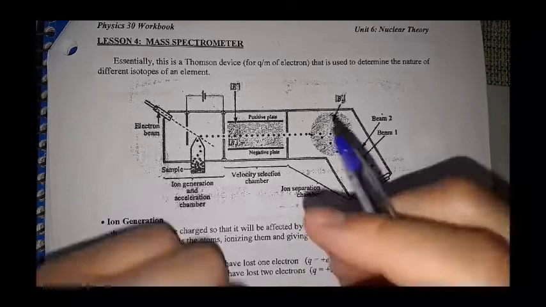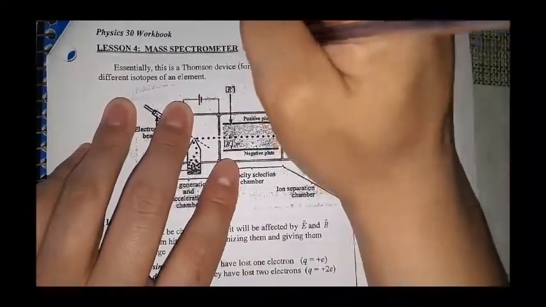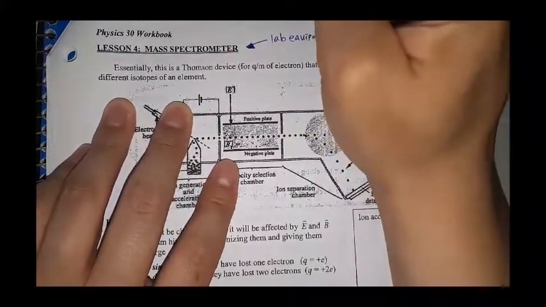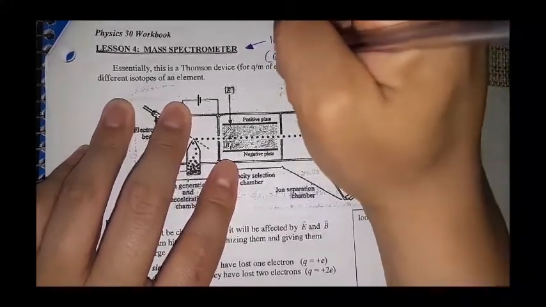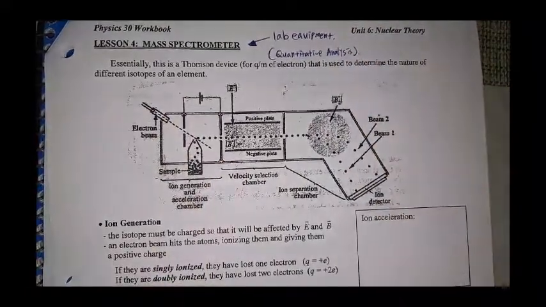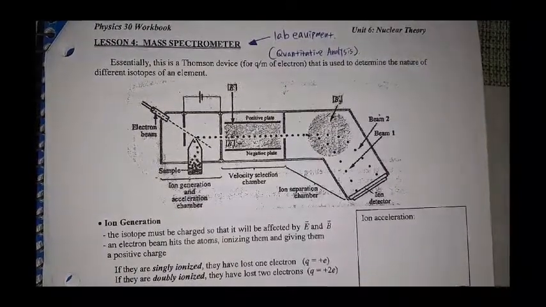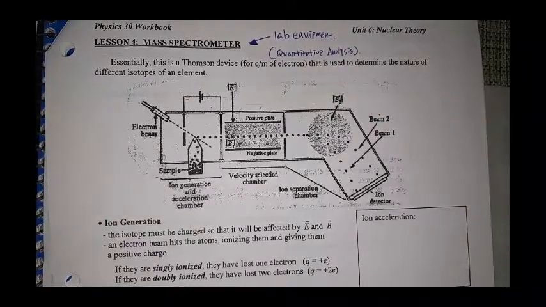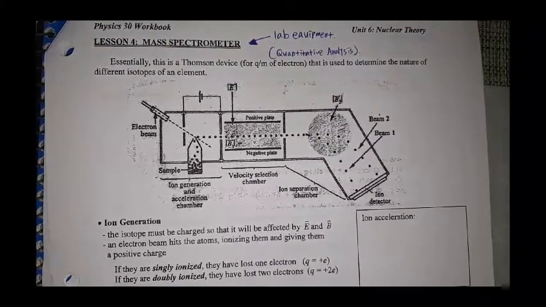First things first, a mass spectrometer is basically laboratory equipment for quantitative analysis. Quantitative analysis means you take whatever sample amount, and by counting protons and electrons, how much of them there are is the emphasis. By going through that, you will find out what kind of isotope ion you are dealing with. We use a similar concept to Thomson's cathode ray tube and the Q over M charge to mass ratio to determine the nature of the different isotopes involved inside of an element.